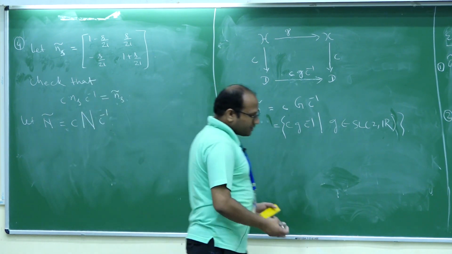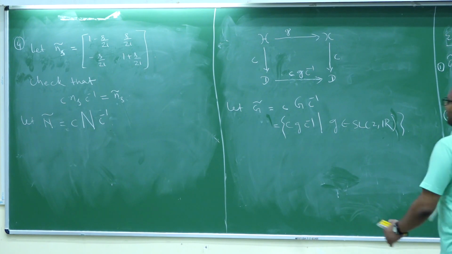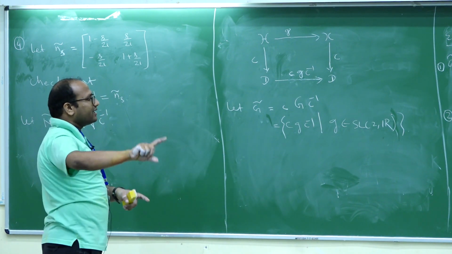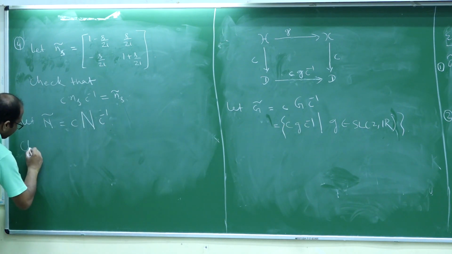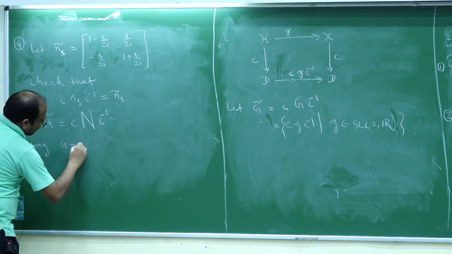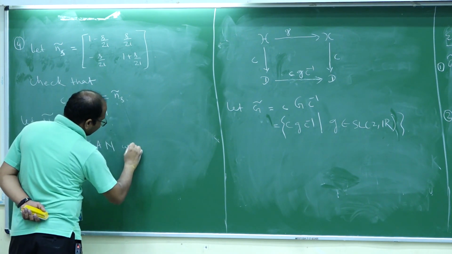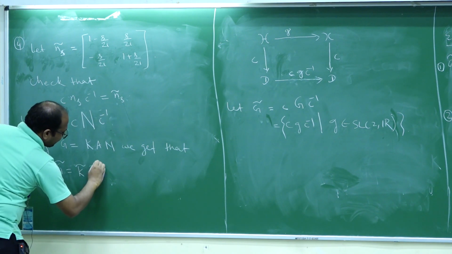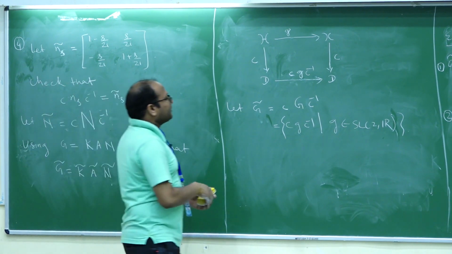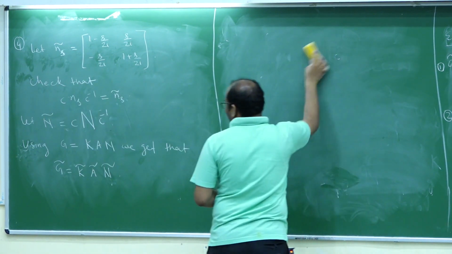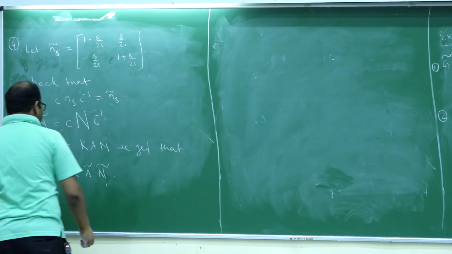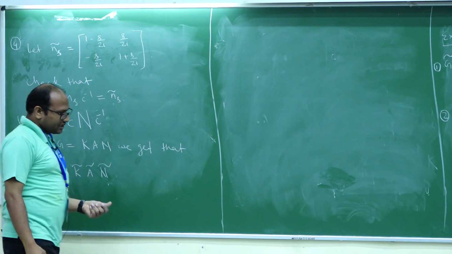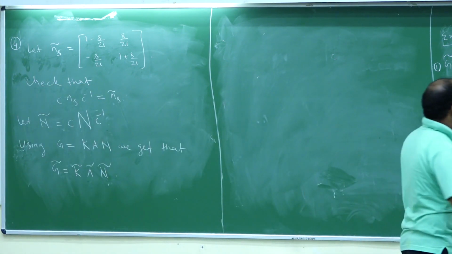So now using the so-called Iwasawa decomposition of G, which is SL(2,R), it is clear that you also get an Iwasawa decomposition of G tilde. So clearly, using G equals KAN, we get that G tilde is equal to K tilde A tilde N tilde. So you can write that every element g belongs to G tilde can be uniquely written as K1 A1 N1, where K1 belongs to K tilde, A1 belongs to A tilde, and N1 belongs to N tilde, and K1, A1 and N1 depend continuously on g. That's clear.